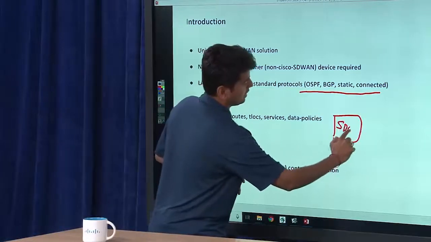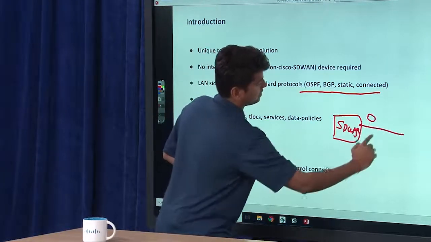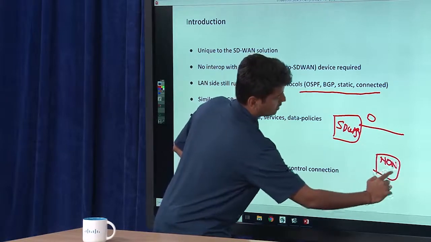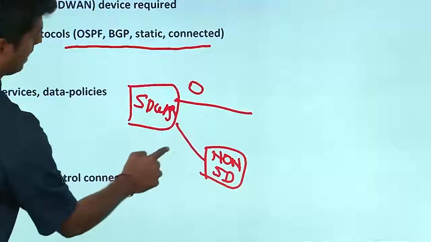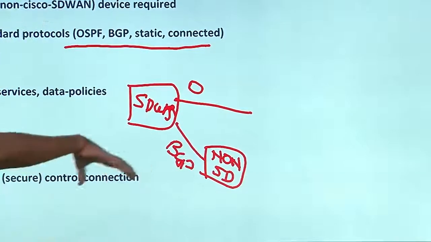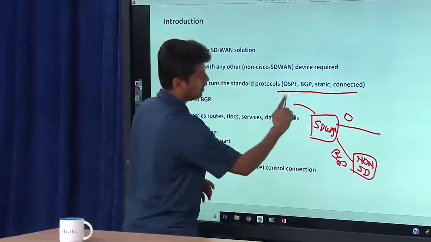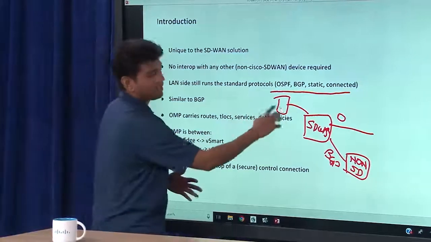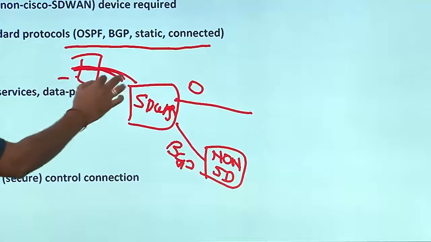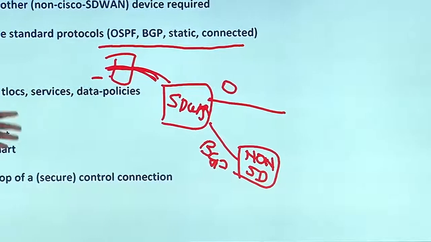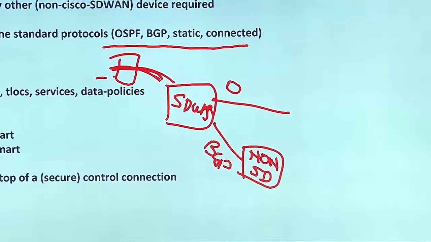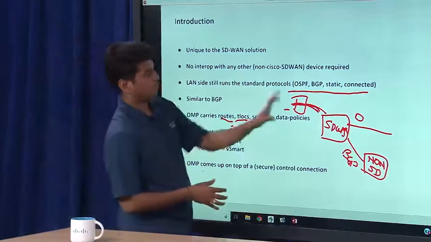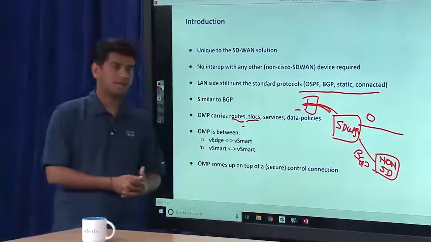So say this is the SD-WAN device, again, VPN 0 and the service VPNs here. And this is, say, a non-SD-WAN device. You can still have, for example, BGP running between these two. You can still run on VPN 0 itself, but then you should not expect an overlay or a secure control connection or a BFD channel to come up on these. Again, BFD and stuff like that, we'll dig further when we talk about TLOCs and routes. But to interop, you have the standard protocols supported as they are.